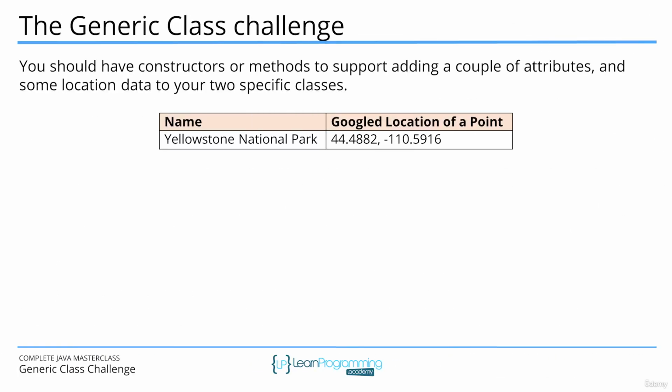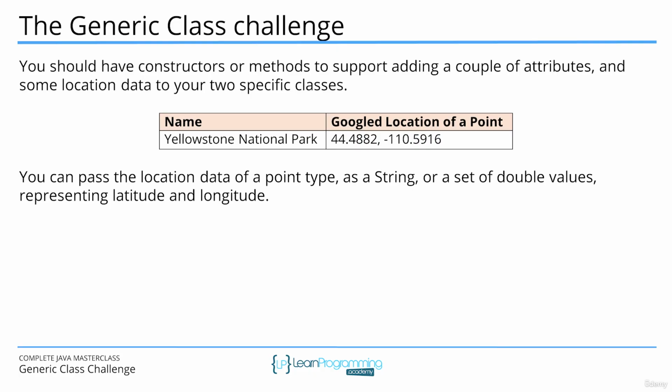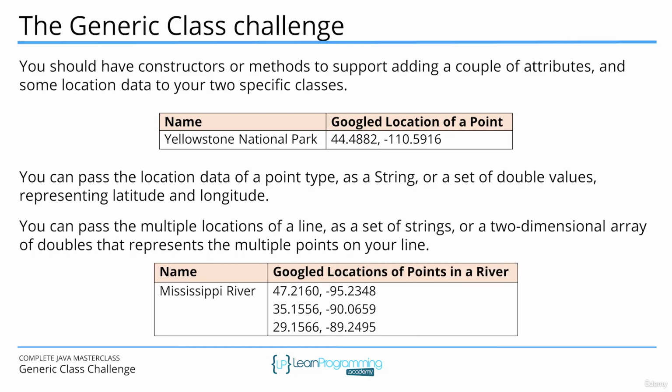You should have constructors or methods to support adding a couple of attributes and some location data to your two specific classes. You can pass the location data of a point type as a string or a set of double values representing latitude and longitude. You can pass the multiple locations of a line as a set of strings or a two-dimensional array of doubles that represents the multiple points on your line.